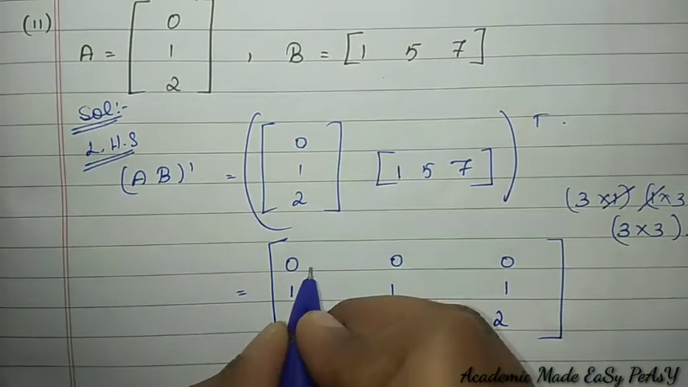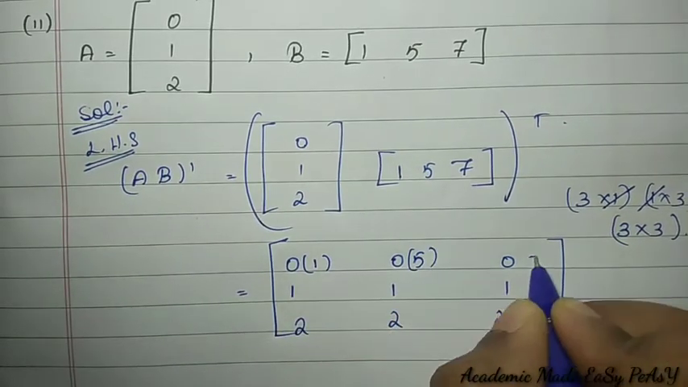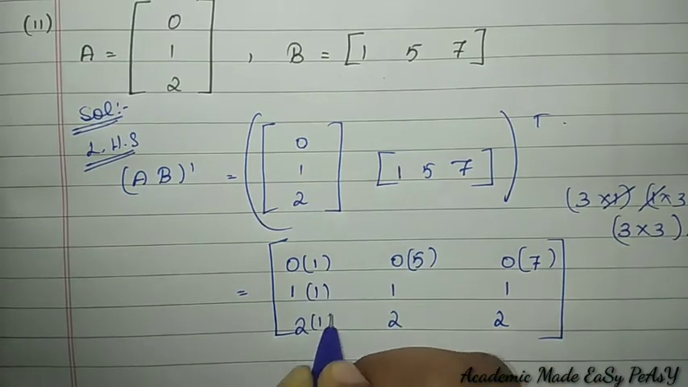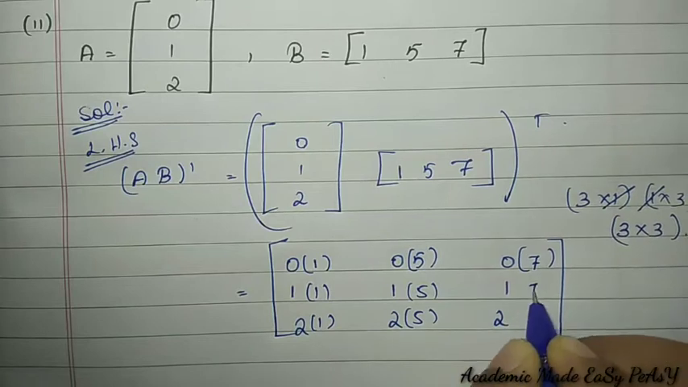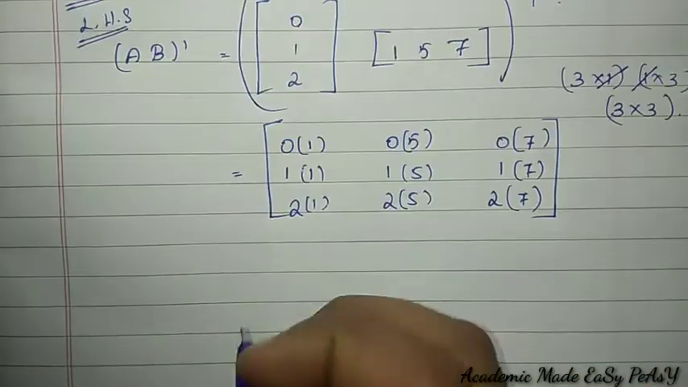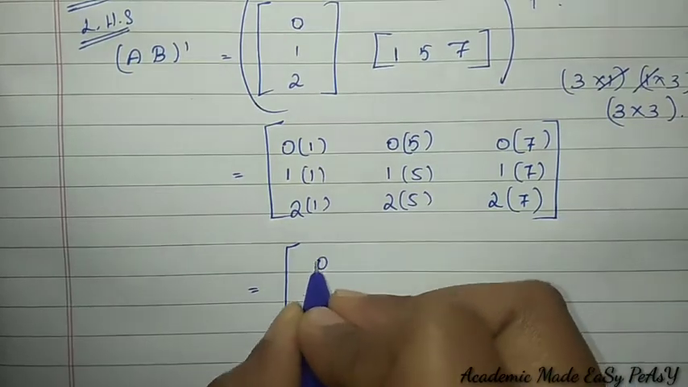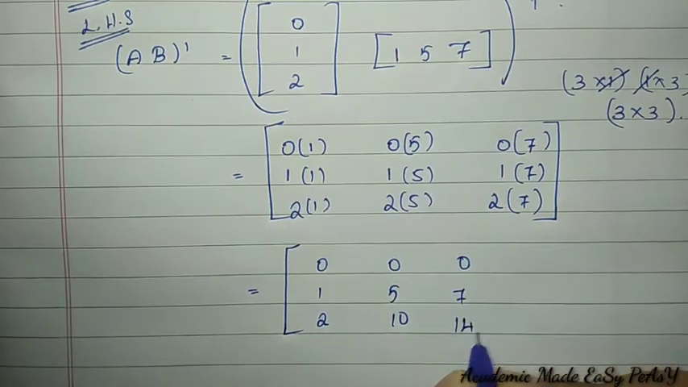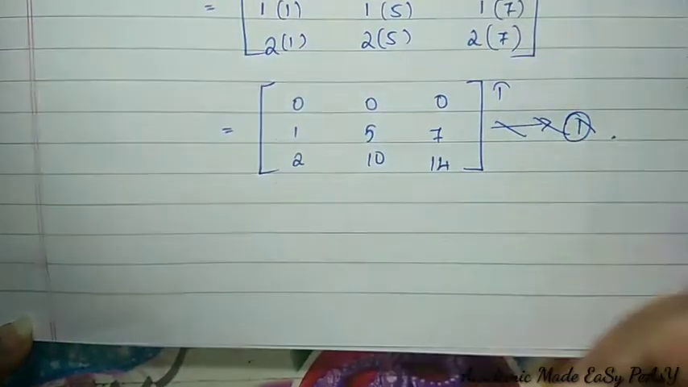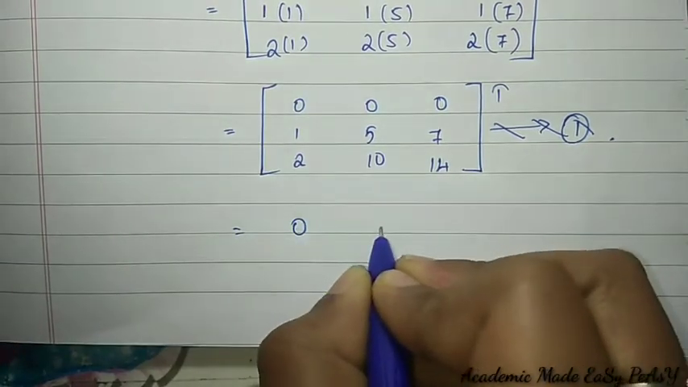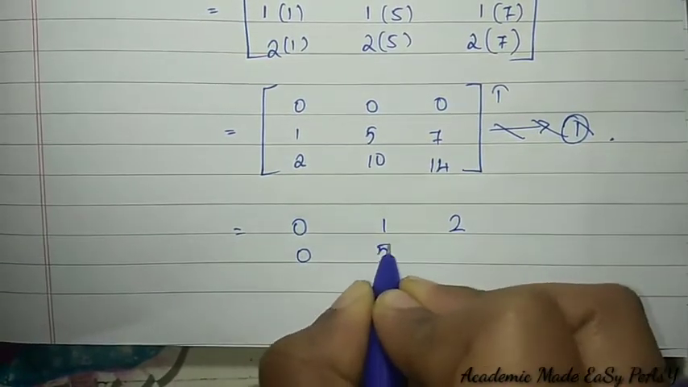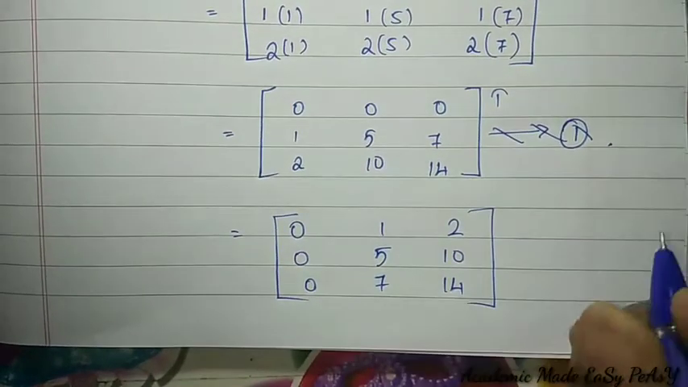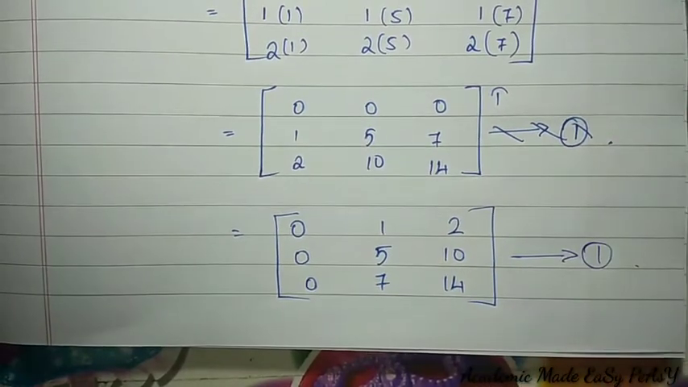So now I will be multiplying. So 1, 5, 7. Directly you can do when it is column and row matrix. So it's very easy. So 1, 1, 5, 5, 7, 7. What will be my answer? 0, 1, 2, 0, 5, 10, 0, 7, 14. So now I have to take transpose, no? So 0, 1, 2, 0, 5, 10, 0, 7, 14. So this is my required matrix. So this will be equation 1.